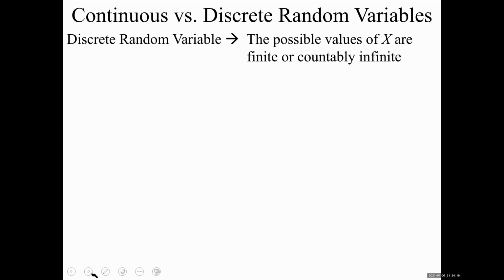Okay, I'll say all that one more time. Let's click through this here. So discrete random variable, the possible values of x are finite or countably infinite. So there could be infinitely many numbers in the bag. I'll show you in a second here. So here's a quick discrete random variable.